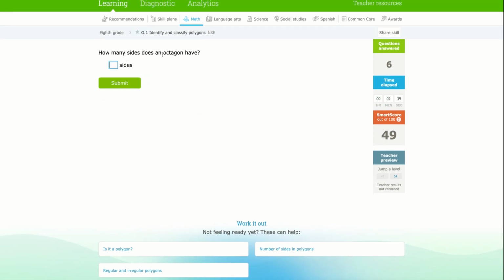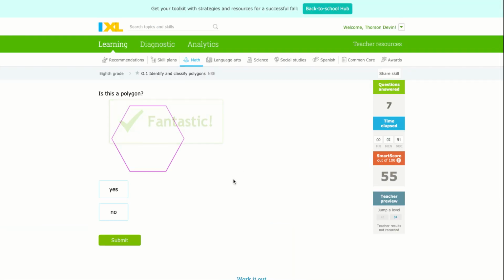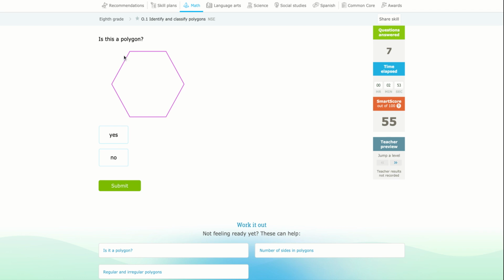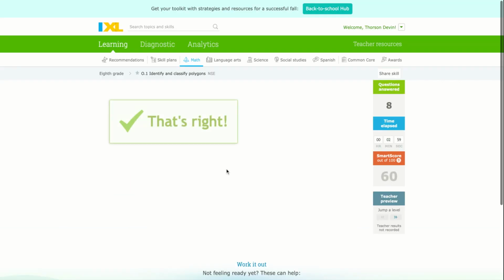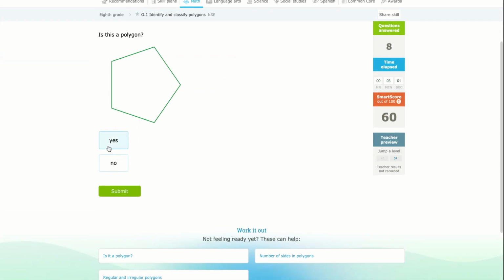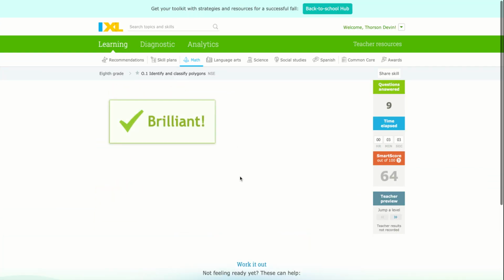How many sides does an octagon have? Again, look it up if you need to. I always remember an octagon is a stop sign, and a stop sign has 8 sides. Or an octopus has 8 legs. So octagon has 8 sides. Is this a polygon? Absolutely. All straight edges. There's an inside and there's an outside, an enclosed figure. Is this a polygon? Absolutely.